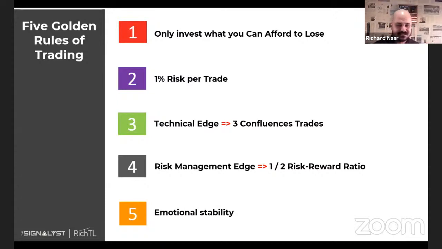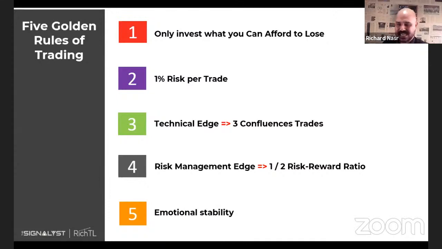Rule number 3, and you will see in a bit that all these rules are connected. Okay, so they are connected all together. If you don't have these 5 rules, you are doing something wrong. So rule number 3 is you have to have a technical edge. Someone asked me about it: if the price is in the middle of nowhere, we are not going to enter trades. We want to have an edge over the market from a technical perspective, which is number 3.